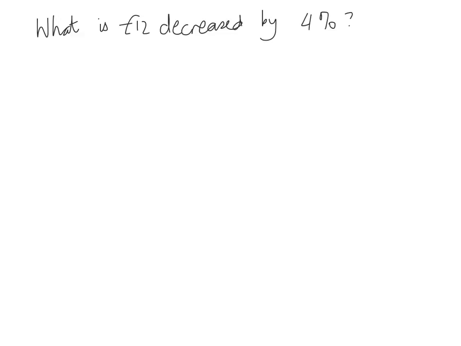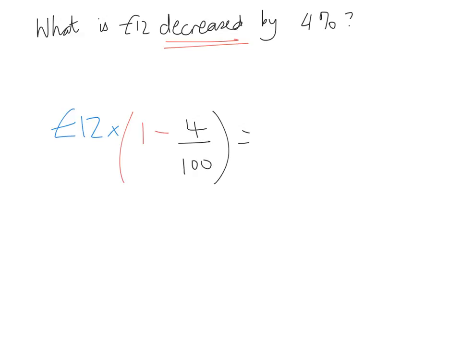So I want to decrease £12 by 4%. So I'm going to start off with my original £12 and times it. There's my 1, there's my original £12, and this time it's a decrease, so I'm going to take away 4 over 100 and close the brackets. And that gives me £11 and 52 pence.